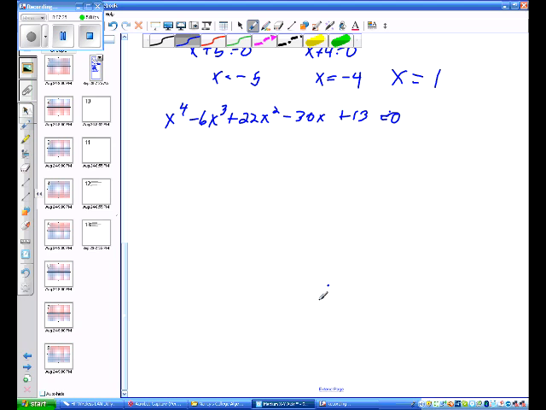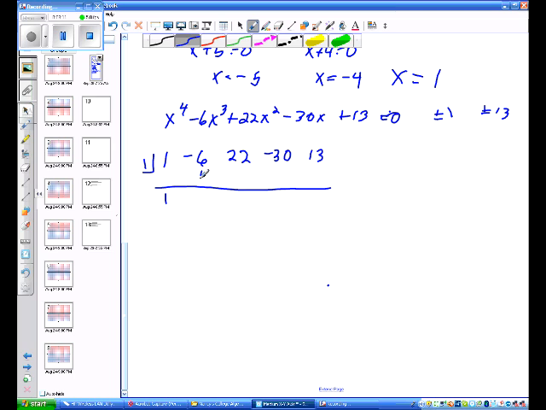Now, let's narrow it down because we know that there's a whole bunch that we could have, and actually we have 4 roots. So we're going to take our factors of our constant term, which would be plus or minus 1 and plus or minus 13, and divide it by factors of our leading coefficient, which is just 1. So in this case, we're down to 4 numbers. So we've got 1, negative 6, 22, negative 30, 13. And let's start with 1.